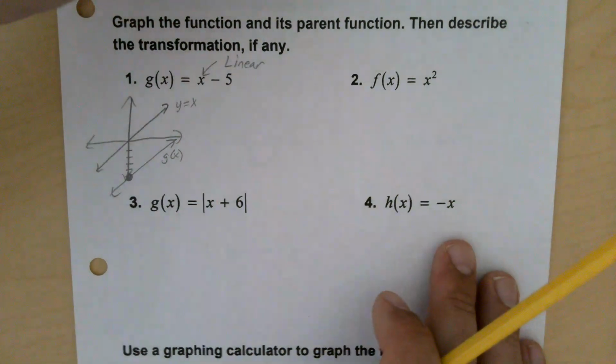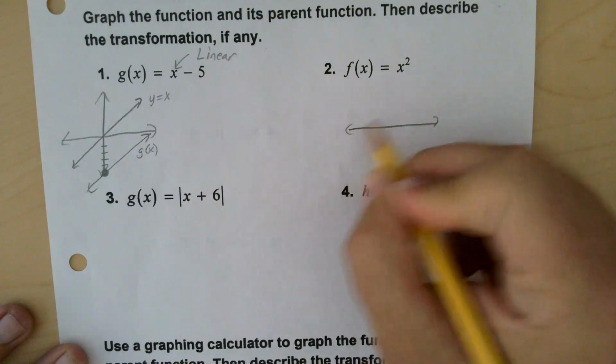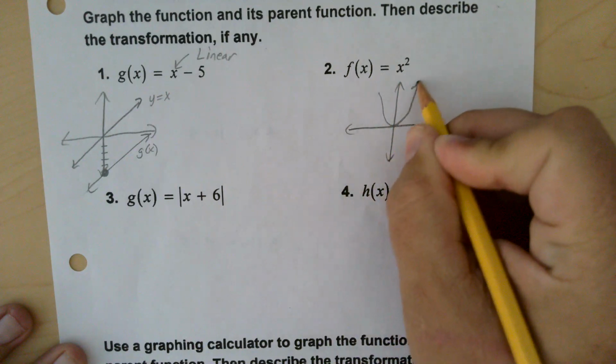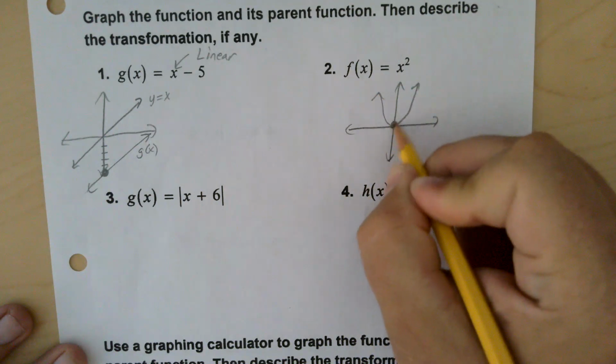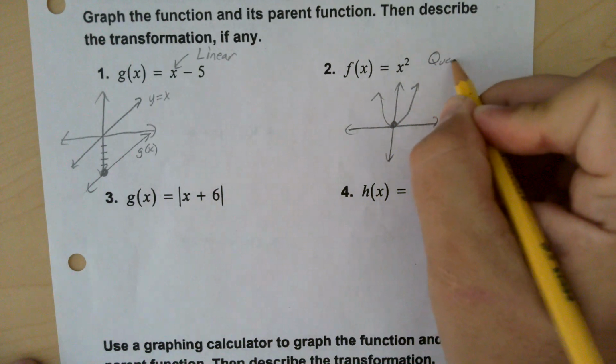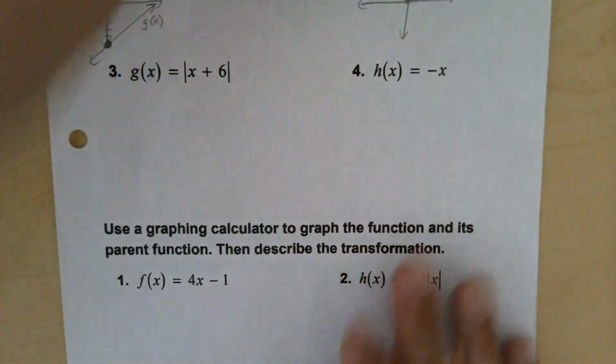Okay, the next one, there's no movement. It's just quadratic. There's nothing to it. So this is the parent function. It's a u that opens up from 0. Okay, so there's a quick little sketch. It is quadratic.